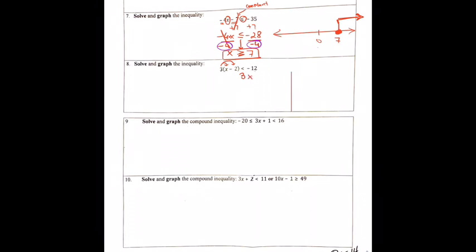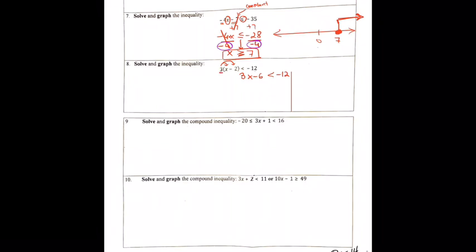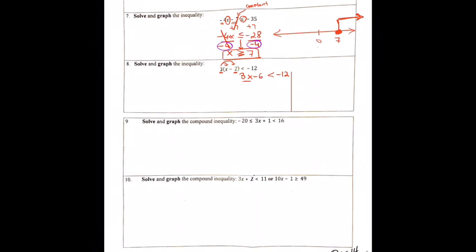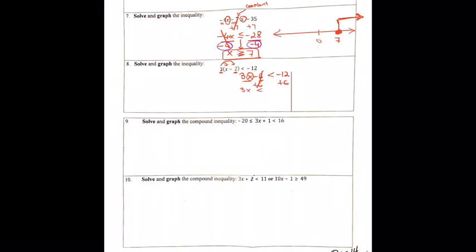So I get 3x minus 6 less than -12. Don't forget to distribute the 3 to the 2 as well. So 3 times x gives me 3x. 3 times 2 gives me 6. Now I need x by itself, so I need to add a 6 to get rid of that 6. And I get 3x less than -6.